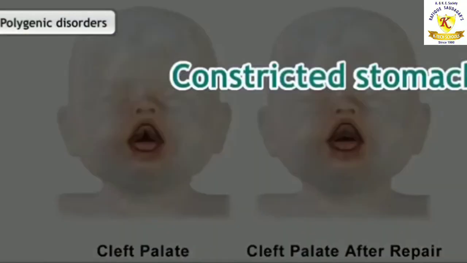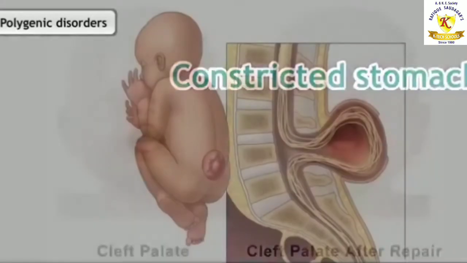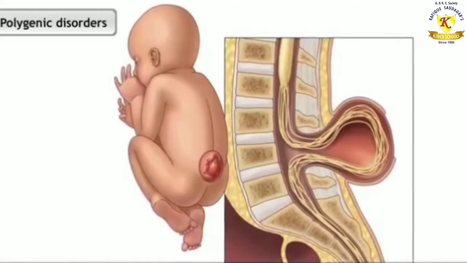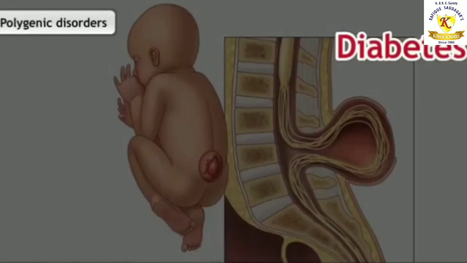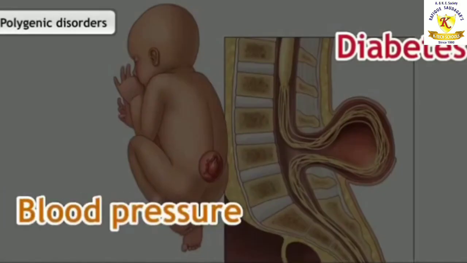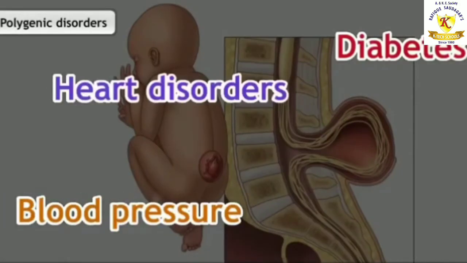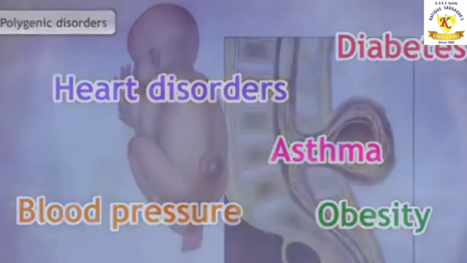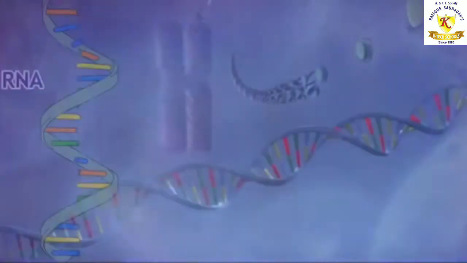Cleft palate after repair, constricted stomach, spina bifida. It is a defect of spinal cord, as you can see here, are some of the polygenic disorders. Diabetes, blood pressure, asthma, obesity, heart disorders are also some of the examples of polygenic disorders.